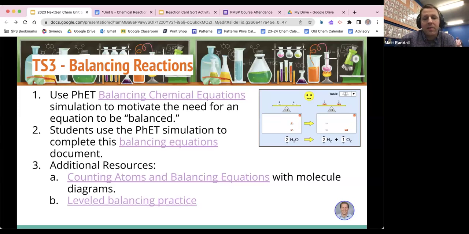There is a link there, and it's also linked in the unit planner and the teacher notes. There's a document that students can complete to do this a bit more independently, with instructions to help them walk through it. The additional resources are also linked in the unit planner and the teacher notes. The first one, A, says counting atoms with balancing equations with molecule diagrams. That's something the teachers at my school and our students use, and it includes drawing diagrams of molecules, like CH4, drawing 1 carbon atom and 4 hydrogen atoms, and then using that as they think about both counting atoms in a chemical formula and balancing equations. And then the leveled practice just has different levels of practice for students.